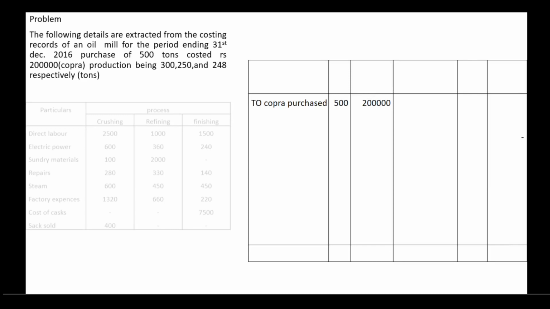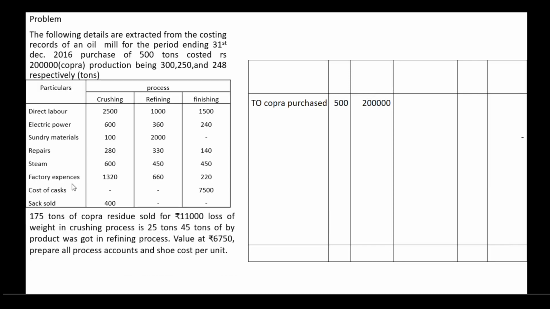This is the problem. So first we prepare the crushing process account. Crushing process account. So this is the format of the crushing process account. Particulars, quantity and amount in debit side.